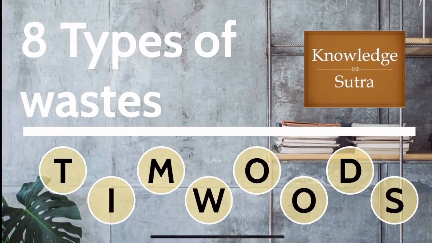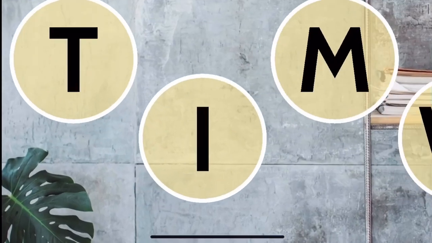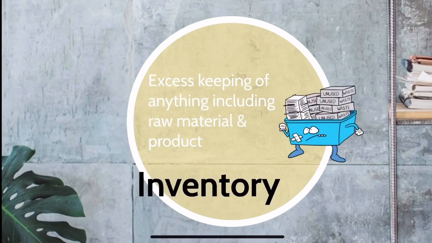The second type of waste is I, inventory. Inventory is excess keeping of anything, including raw material and product. It includes excess product and materials not being processed. For example, we are keeping a yearly consumption stock of blank pages near the photocopy machine, which we do not require at the moment, or which we require in a limited quantity at the moment.